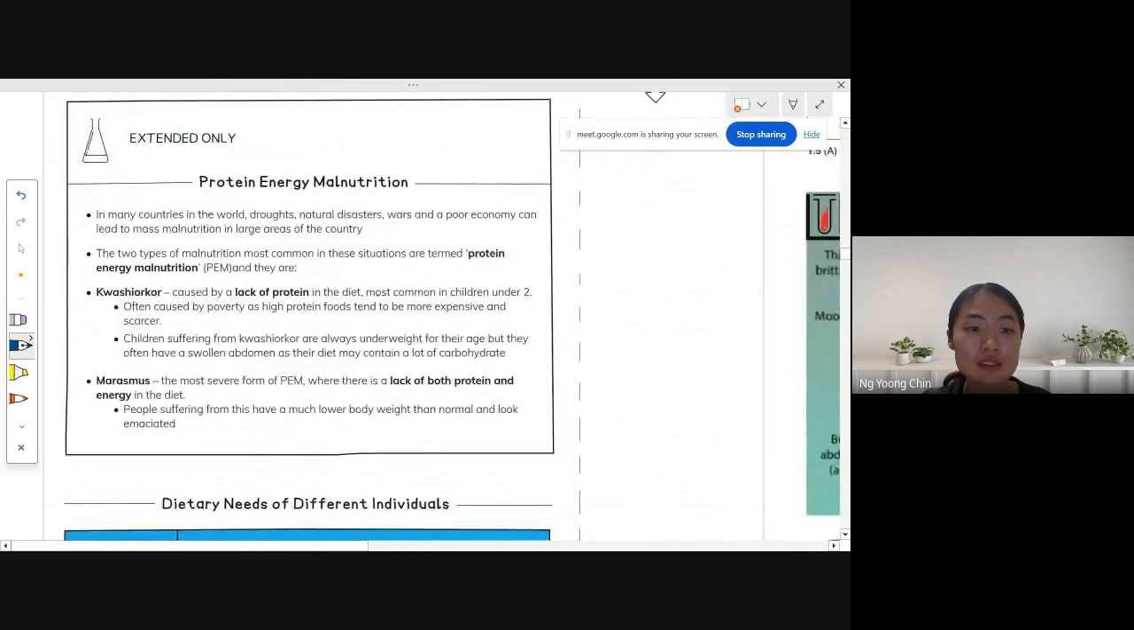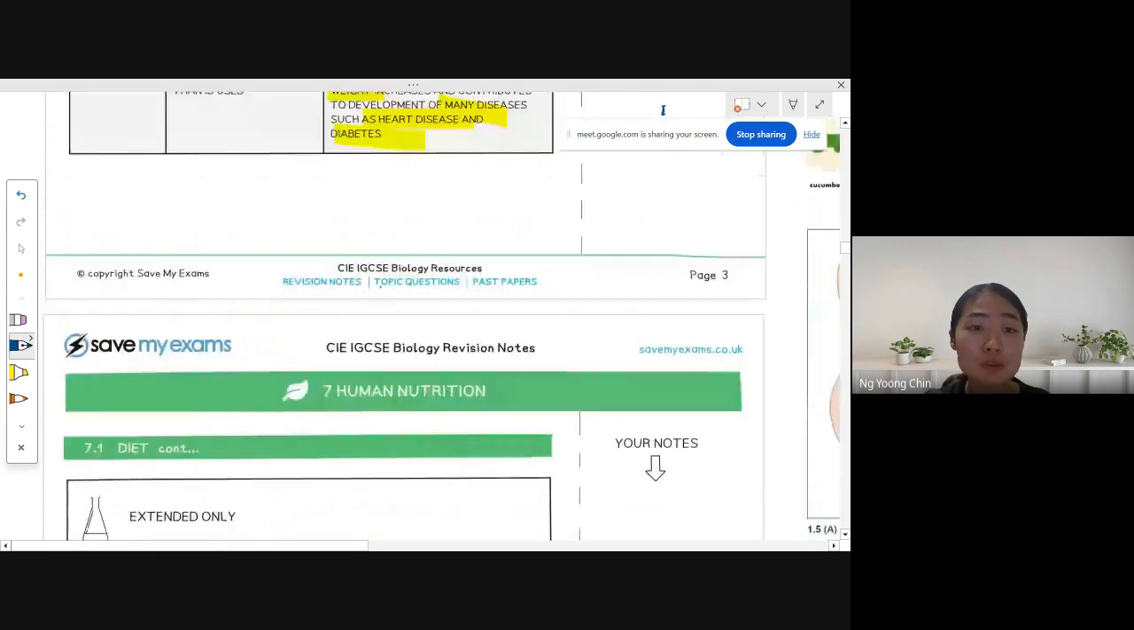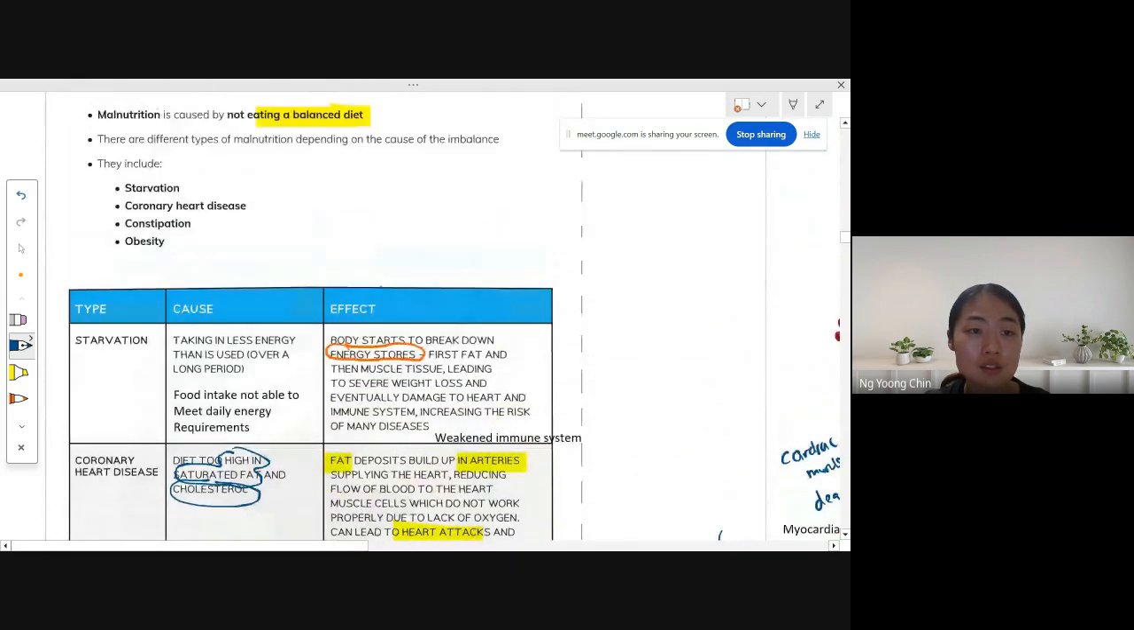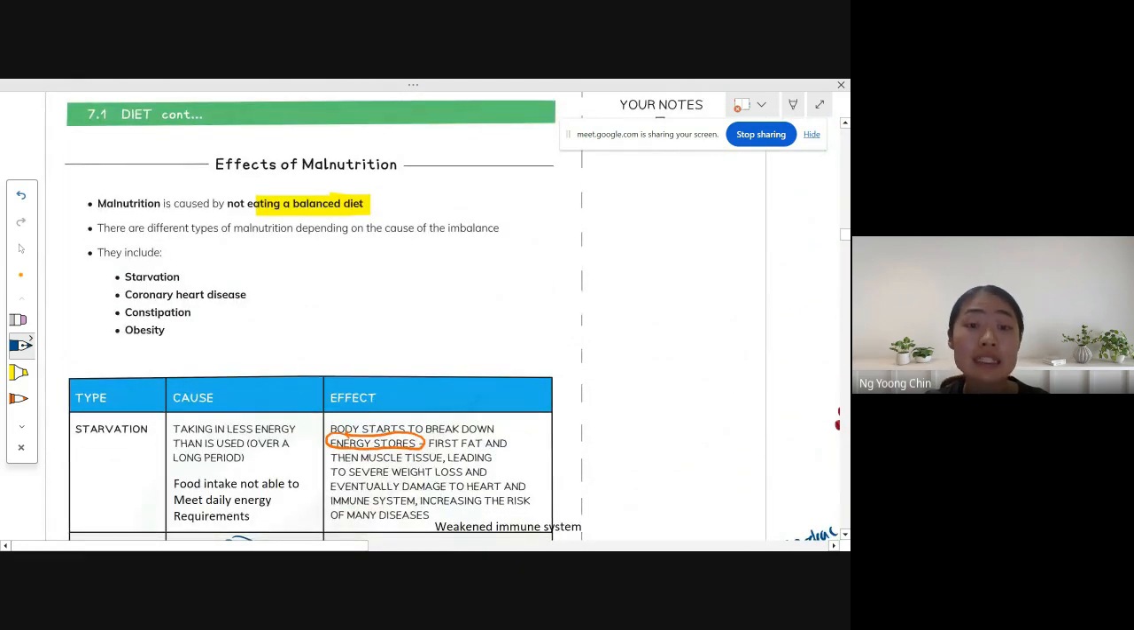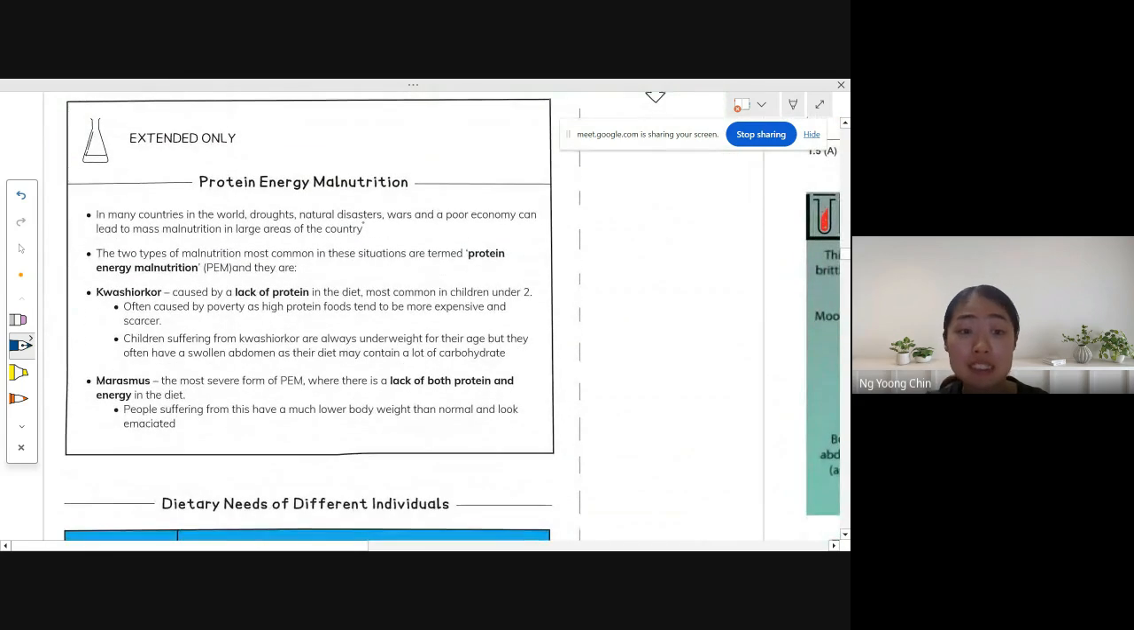And then let me talk about malnutrition focusing on proteins. Just now on malnutrition, we talked about not eating a balanced diet. And now we talk about when we don't have enough proteins. What will happen if we don't have enough proteins? We call it protein energy malnutrition. These protein energy malnutritions usually happen in very, very poor, underdeveloped countries like Africa, like India. Yeah, because they don't have enough food supplies, or they don't have enough nutrition supply in their diets.